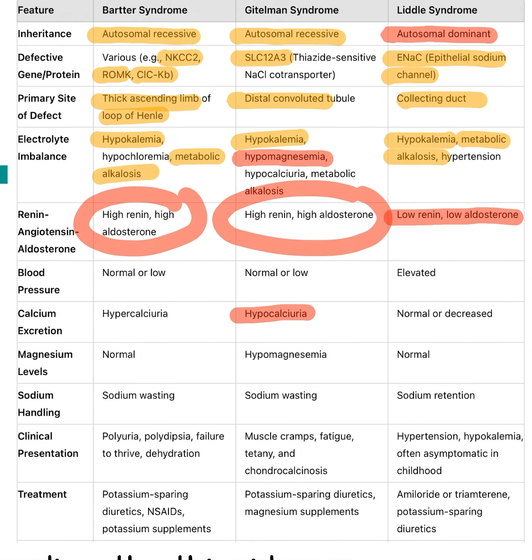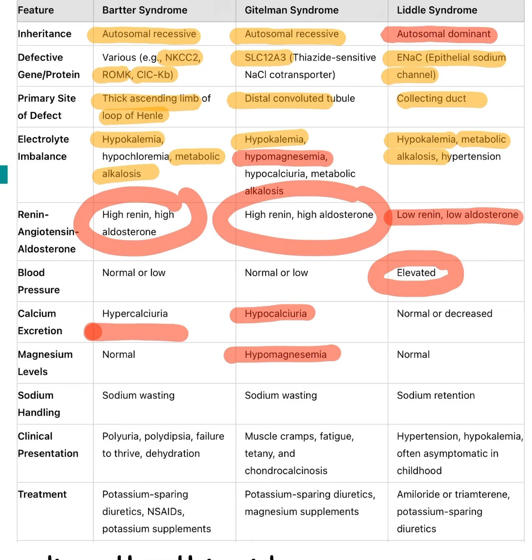Blood pressure: if aldosterone works more, as you know, it causes sodium and water retention, right? So it will cause elevated blood pressure. That's why we see elevated blood pressure in Liddle syndrome. In Bartter and Gitelman syndrome, the blood pressure will be normal or a little low. Calcium excretion, as I discussed: hypocalciuria in Gitelman syndrome, and in Bartter syndrome calcium will be lost. Magnesium levels, as I said, hypomagnesemia in Gitelman syndrome.